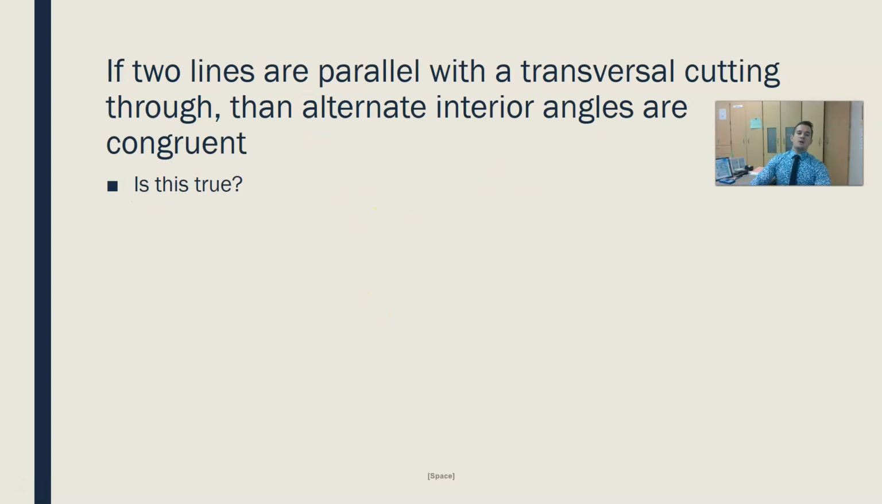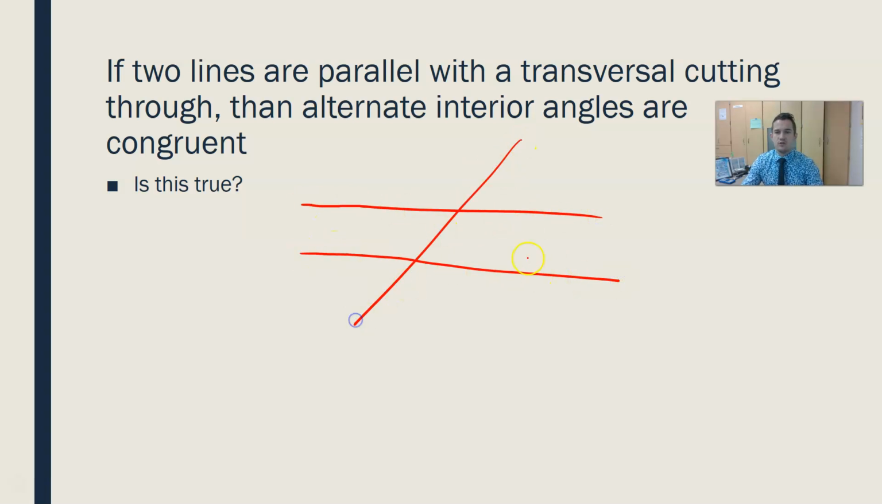Okay. So let's take a look at this question. This is probably more along the math realm of what we've been talking about. If two lines are parallel with a transversal cutting through, then alternate interior angles are congruent. So if I have two parallel lines like so, then are these alternate interior angles congruent, or are they the same? Is that true? Yes, it is. That's something we've talked about pretty recently. If I have two parallel lines and a transversal is cutting through, then alternate interior angles are congruent, or equal to each other, or the same.